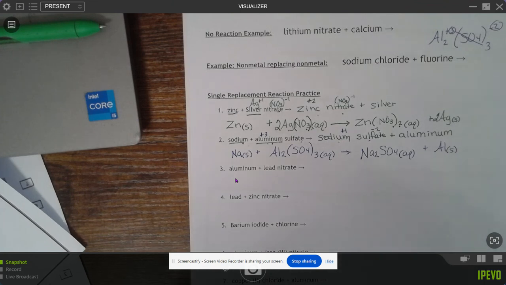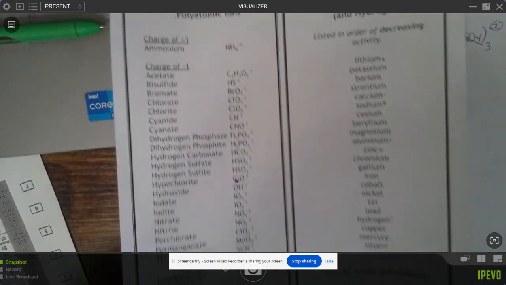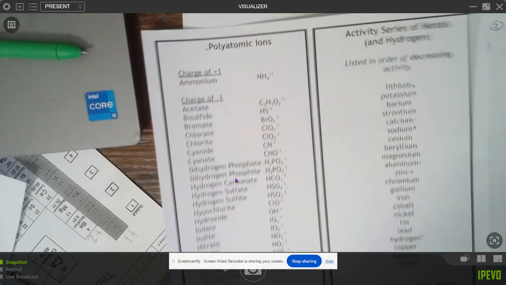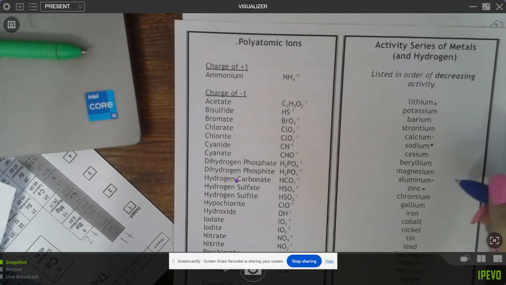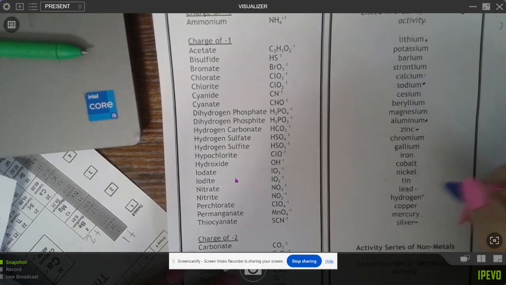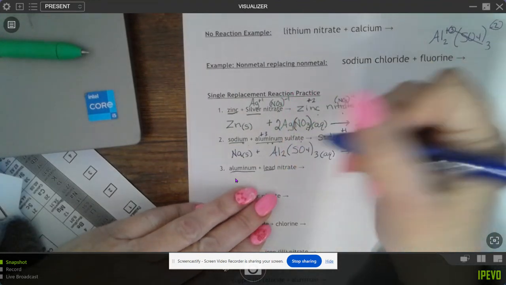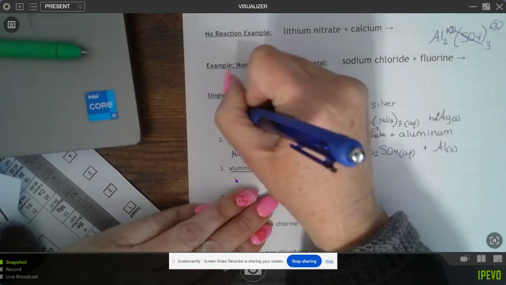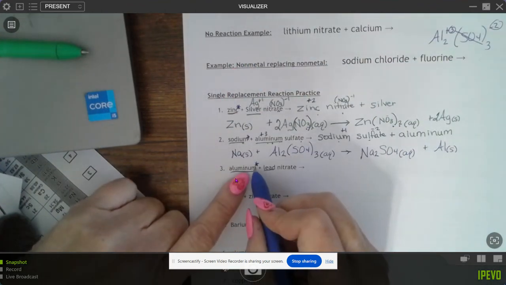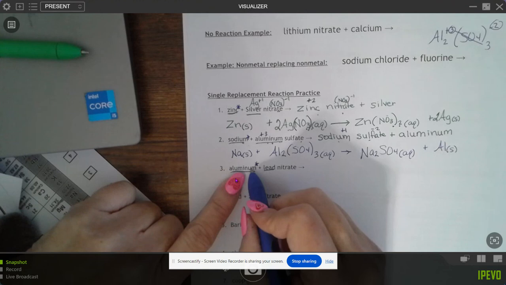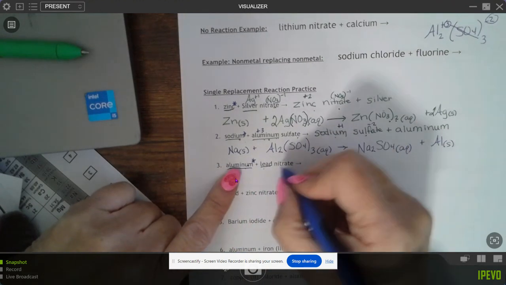All right. Number 3, aluminum and lead nitrate. So again, we're going to compare aluminum and lead. So let's see, here's aluminum, and lead is all the way down here. So aluminum is higher. I showed you in class, I put an asterisk. It helps me know, if I put a little star by the more reactive element, that that's the one that needs to be in the compound. Okay, so in this case, aluminum replaces lead.